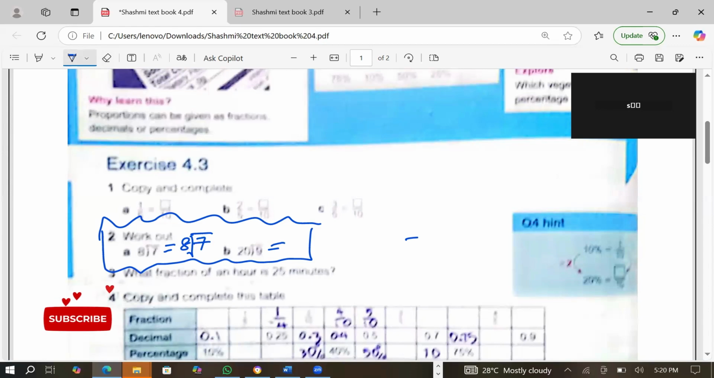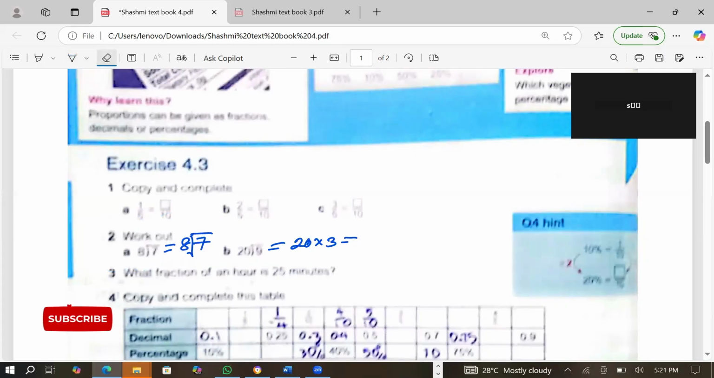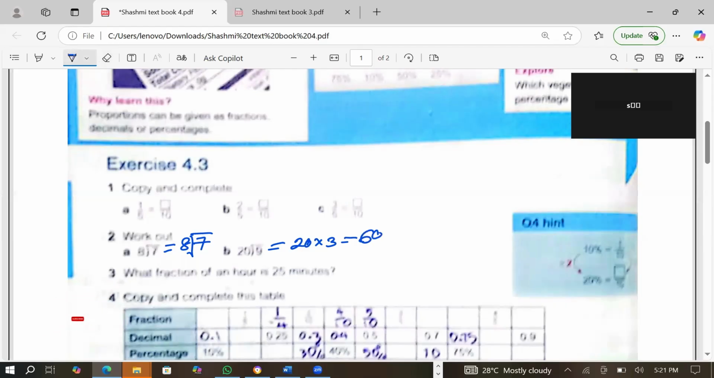20 times 3. Very good. Final answer. Give me a second, teacher. Yeah, take your time. It's 60. Very good. 60, right? 60. Okay, mark your answers.